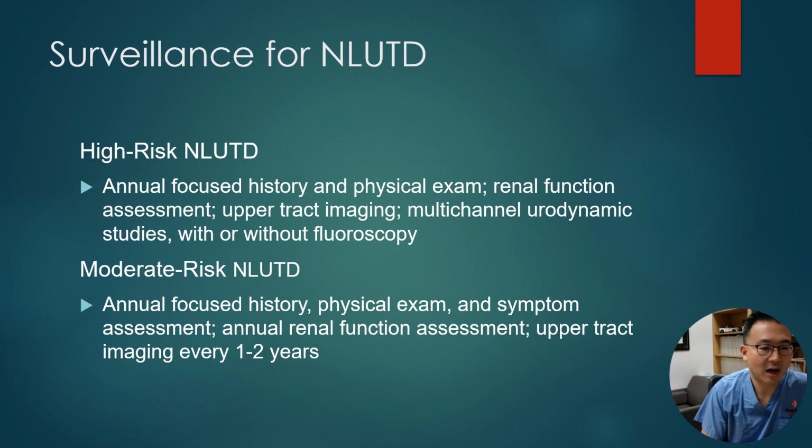Surveillance for high-risk neurogenic disease includes an annual focused history and physical exam, annual renal function assessment, annual upper tract imaging, and annual multi-channel urodynamic studies with or without fluoroscopy. However, for moderate risk neurogenic disease, you want to do the history, the physical exam, symptom assessment, annual renal function assessment, and upper tract imaging every 1 to 2 years. Urodynamics is not necessary.